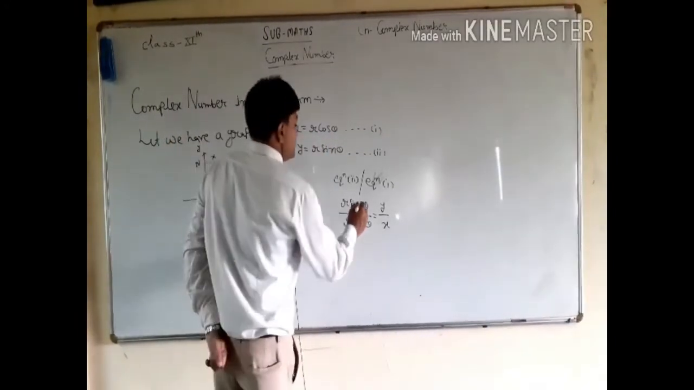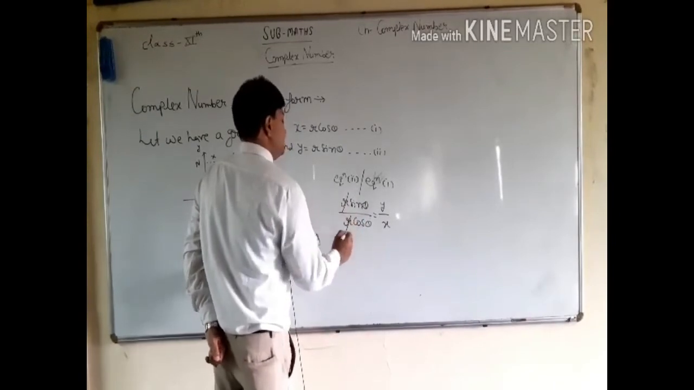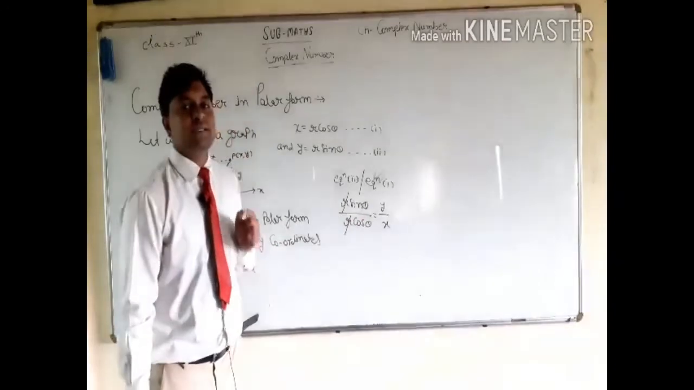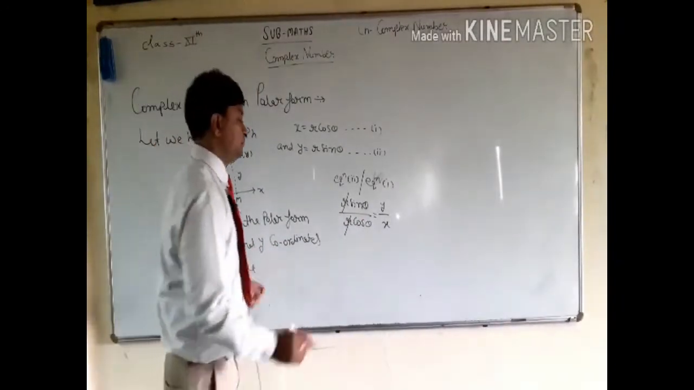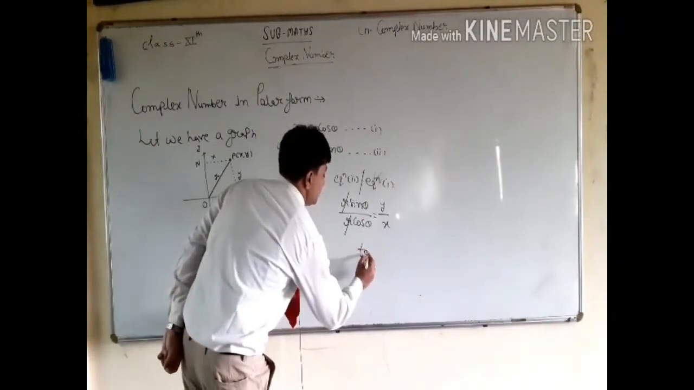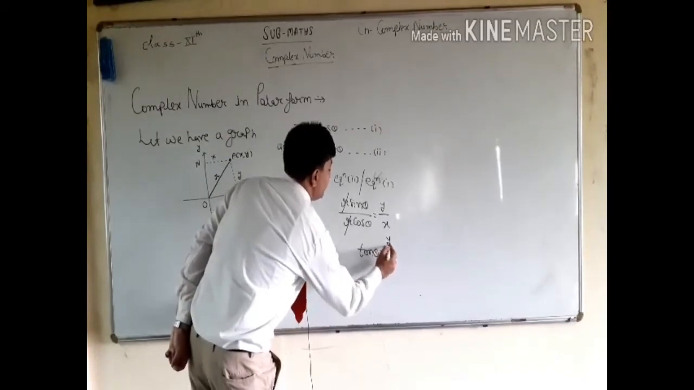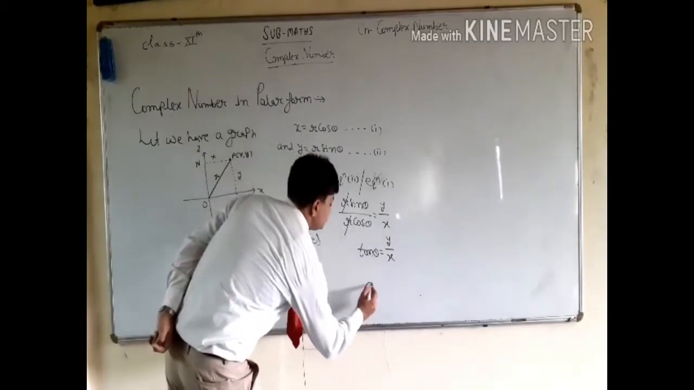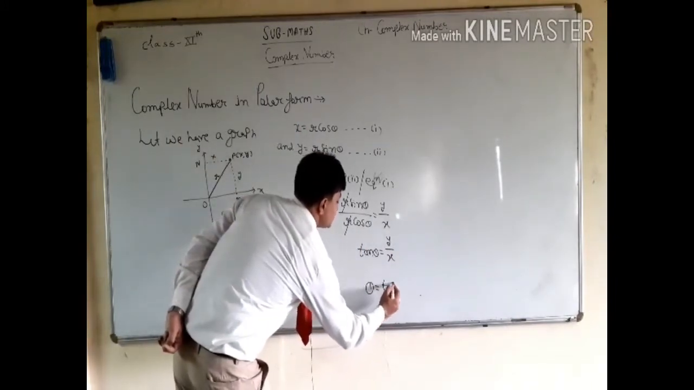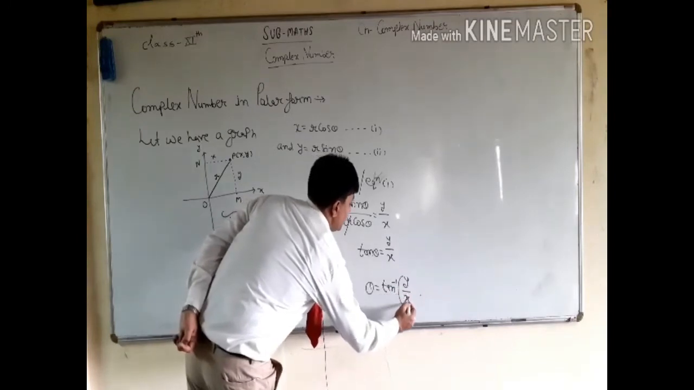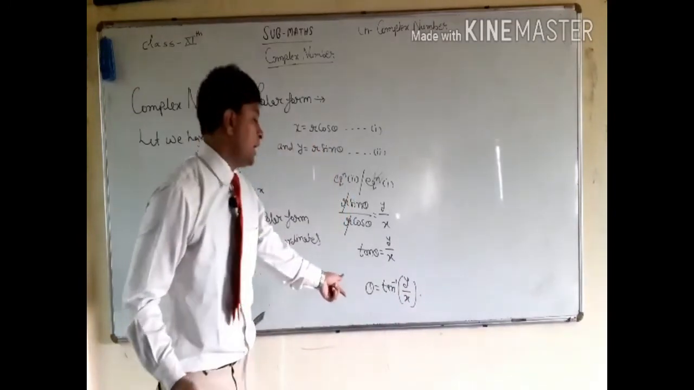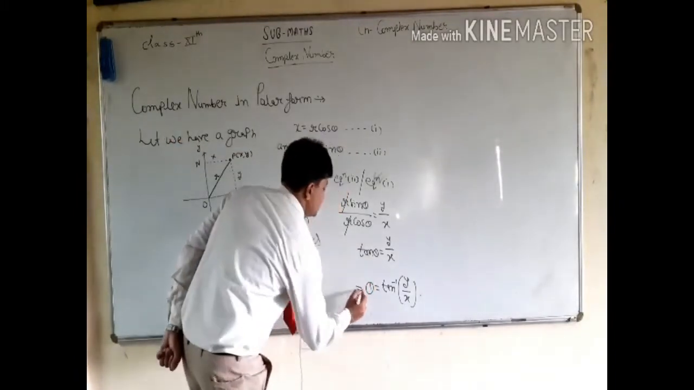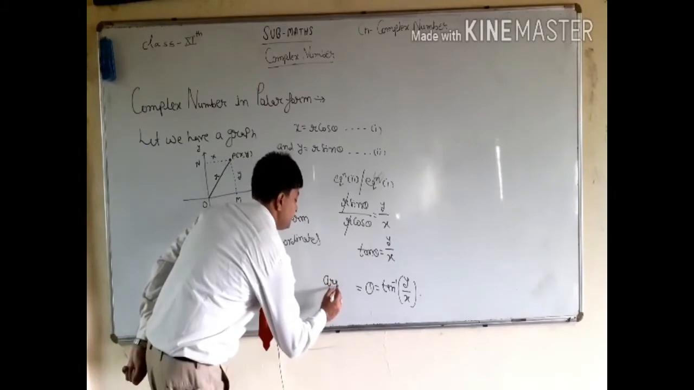So r is cancelled out by r, and we know that sin theta upon cos theta is equal to tan theta, and this is y upon x, and theta equal to tan inverse y upon x. This is the argument of complex number. This is the argument.